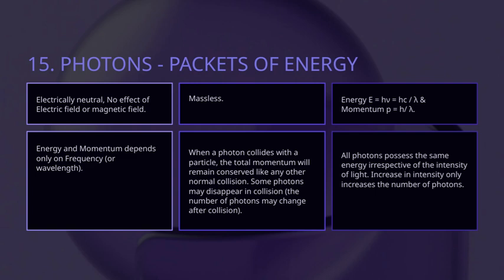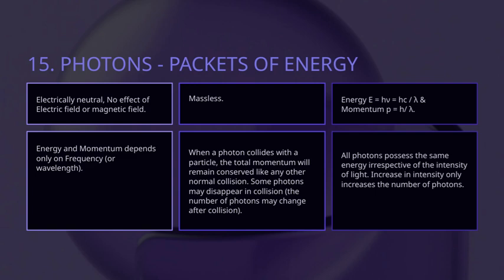Similarly, the momentum of a photon is given by h/λ. When a photon collides with a particle, the total momentum is conserved, just like in any other collision. But it's important to note that some photons may disappear during the collision, so the number of photons can change afterward. Photons are massless, which is quite a unique property. Their energy and momentum depend solely on their frequency or wavelength, not on mass.